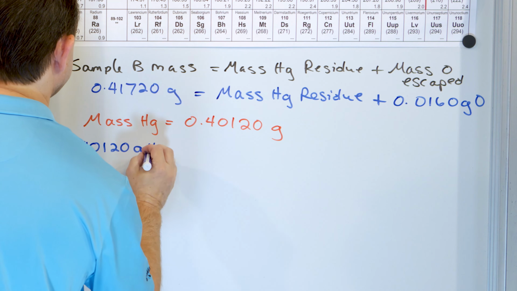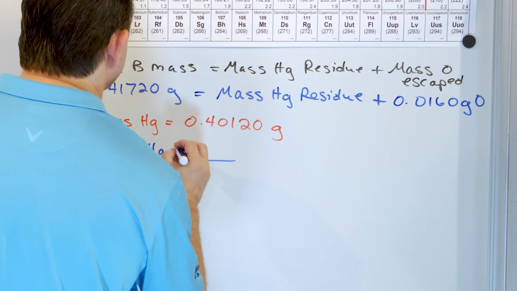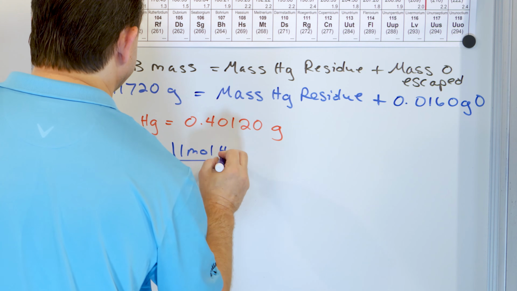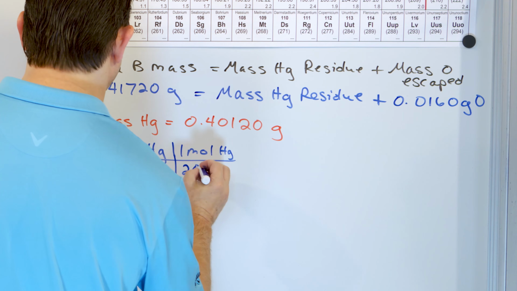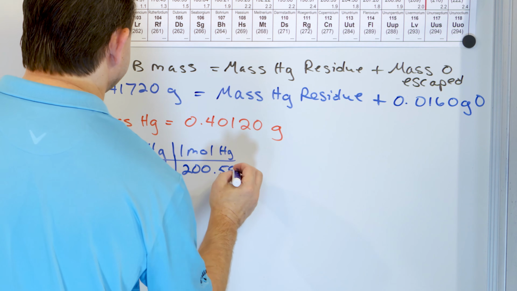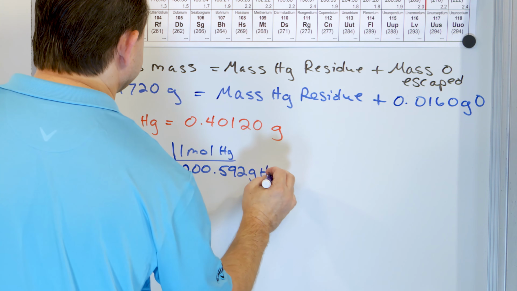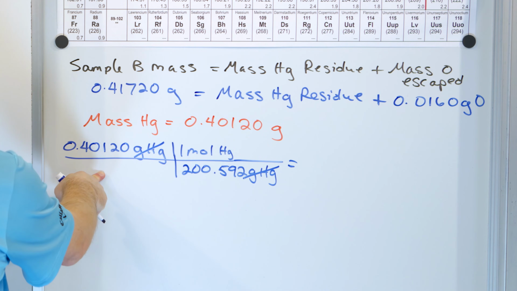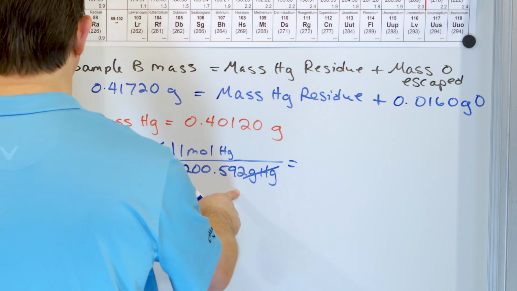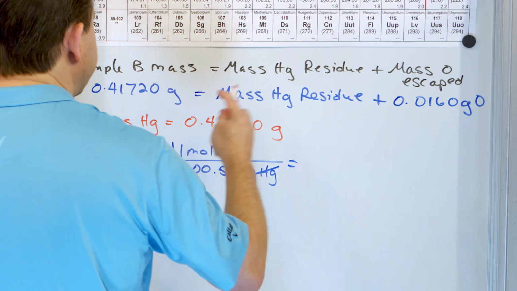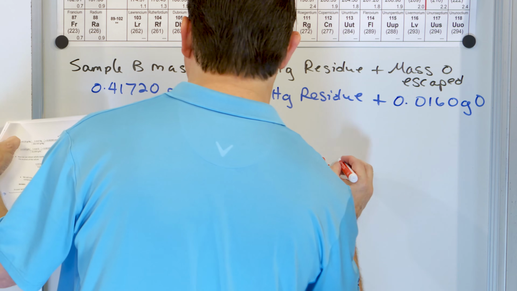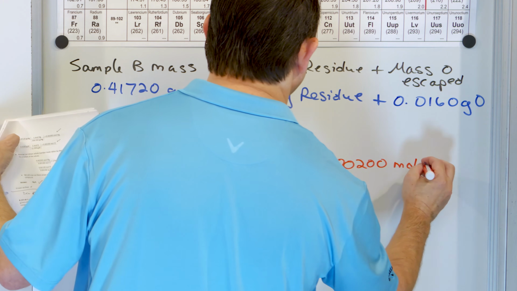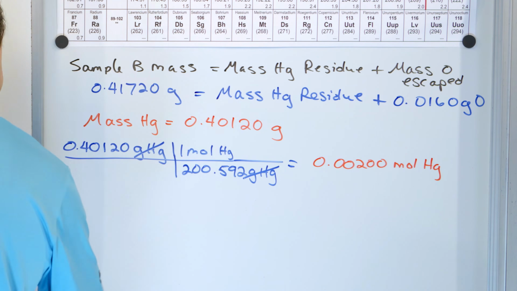0.40120 grams of mercury. Right, so we know that 1 mole of mercury is 200.592 grams of mercury. So we just looked that up in the periodic table, cancel grams, cancel grams. When we take 0.40120, divide by 200.592, then we get the number of moles, which is 0.00200 moles of mercury.